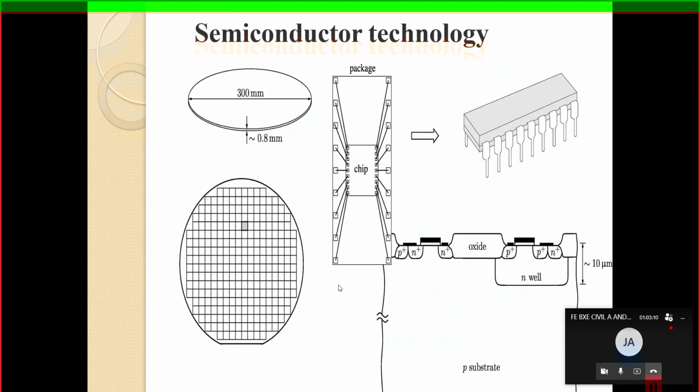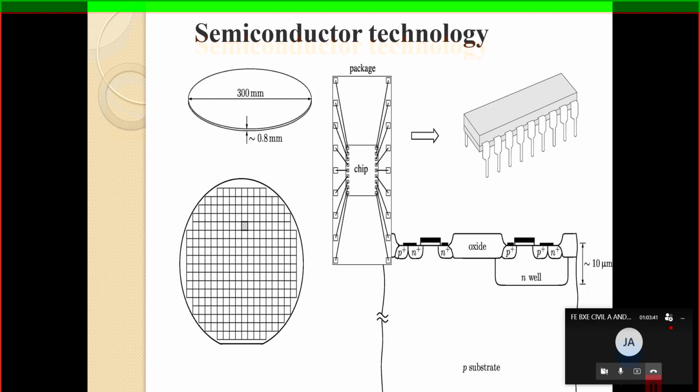Okay, and this is the technology of a single semiconductor. The diameter is 0.8 mm and the inner diameter is 300 mm for the single chip. And here you can see the integrated circuits. These pins are a 40 pin IC you can use for a microcontroller or microprocessor, and here is the plastic coating material for the outer side, and the inner side uses silicon material.